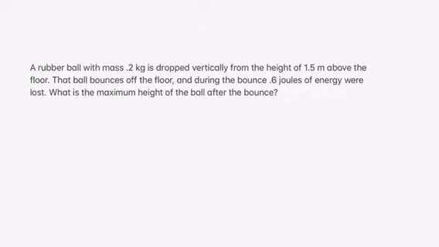A rubber ball with mass 0.2 kilograms is dropped vertically from a height of 1.5 meters above the floor. The ball bounces off the floor, and during the bounce, 0.6 joules of energy was lost. What is the max height of the ball after the bounce?